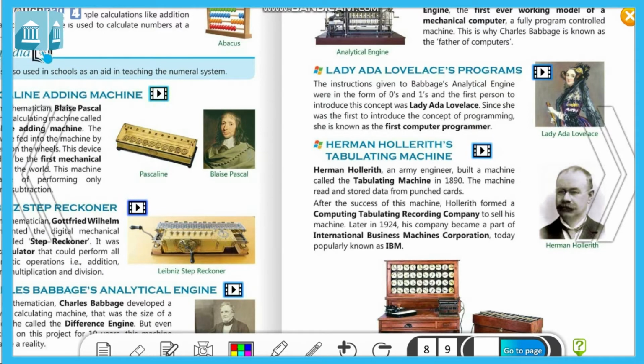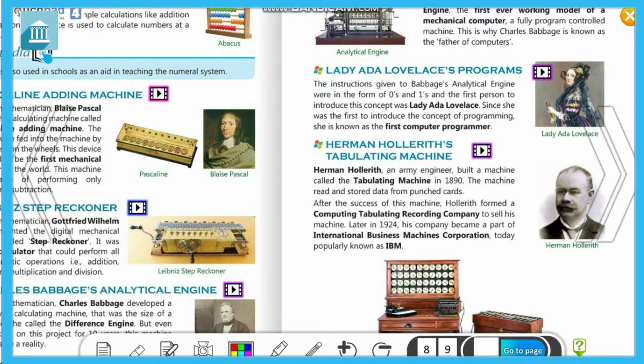Now, how were punch cards? There is one paper on which numbers, letters or digits are already given. You have to just punch it, and by punching it, the data gets stored inside the computer.